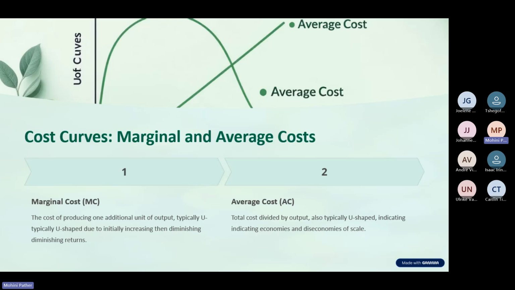Typically, you also have a U-shaped curve. What you'll find is that your marginal cost curve tends to increase at a steeper gradient, whereas your average cost curve is a lot more U-shaped.